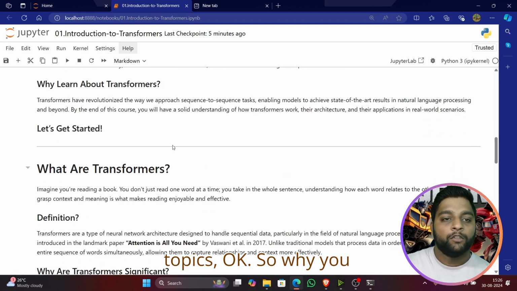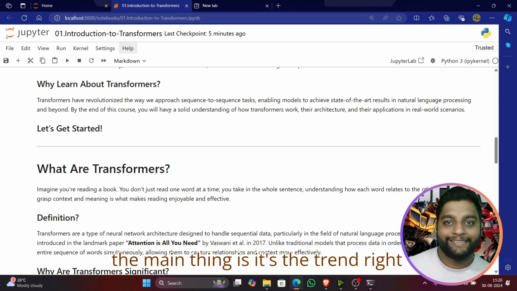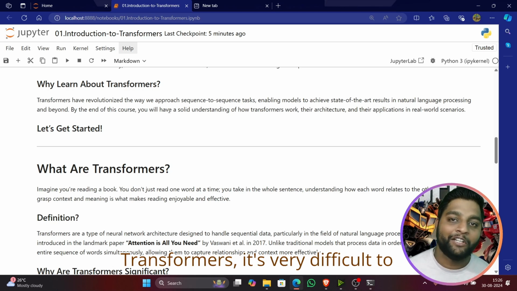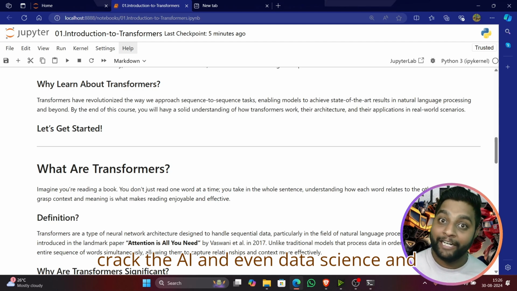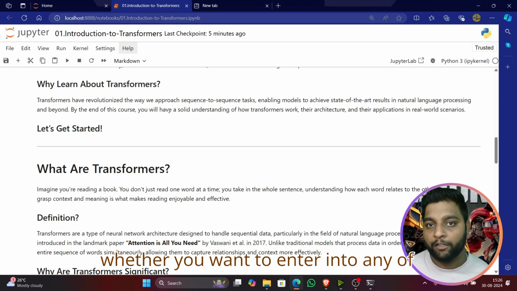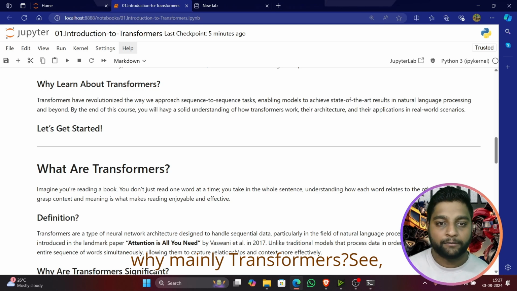Okay. So why do you want to learn about Transformers mainly? The main thing is it's the trend right now in the AI era. If you don't know Transformers, it's very difficult to crack AI and even data science and machine learning interviews as well. Whether you want to enter into any of these fields, you definitely need to know about Transformers and NLP. So why mainly Transformers?